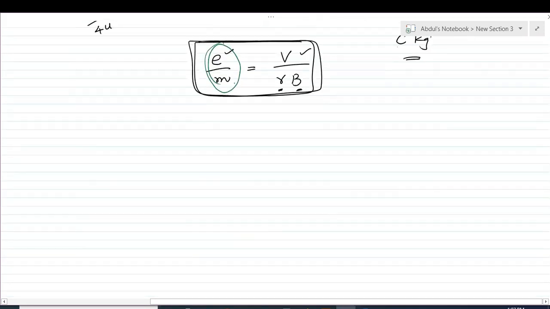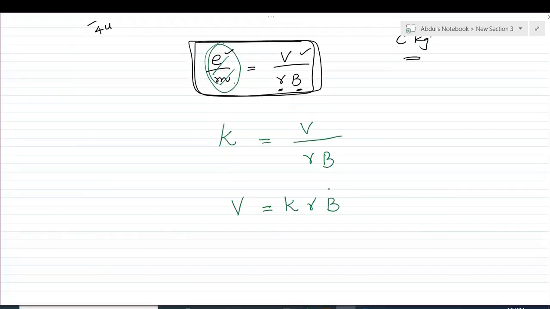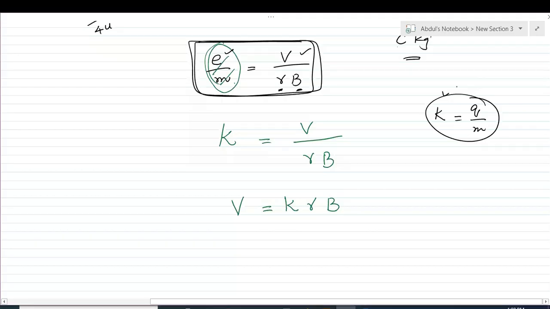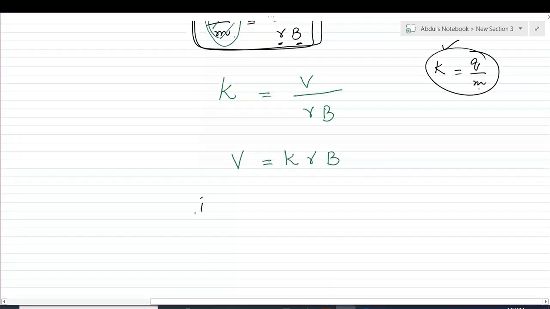If the same charged particle is used in all atoms, then this can be constant. So the constant is equal to V divided by RB. So we can write the equation V is equal to KRB. So this K is Q divided by M. So for the same charged particle in all atoms, K is constant.